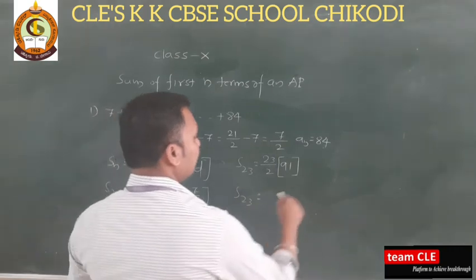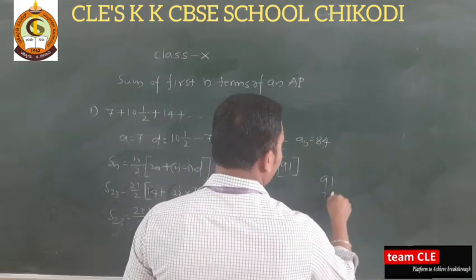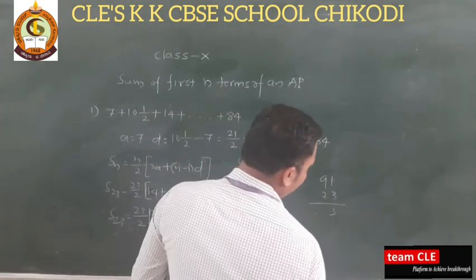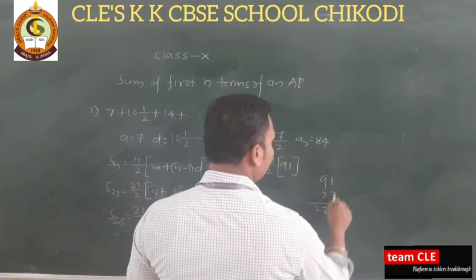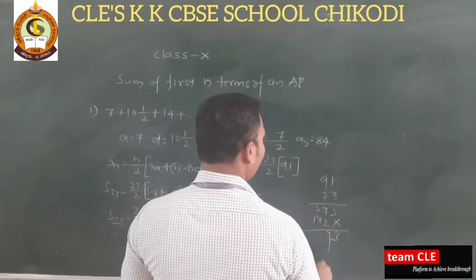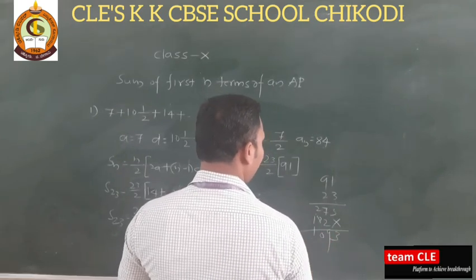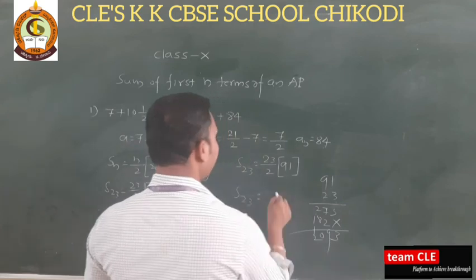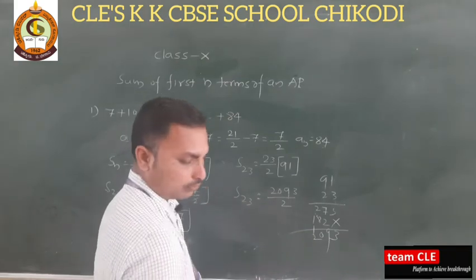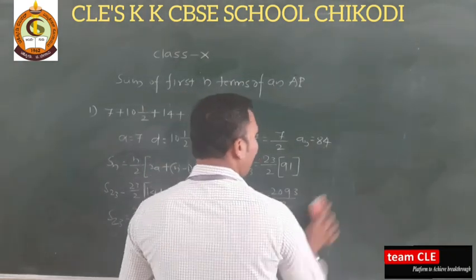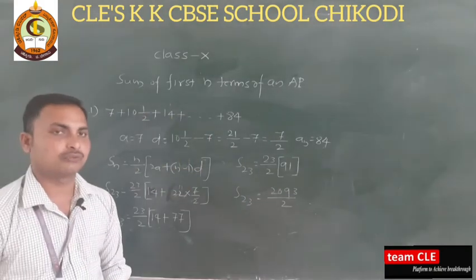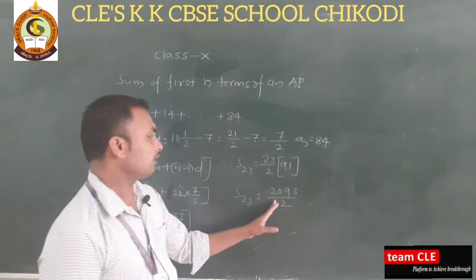Now for S23 we need to multiply 91 into 23. 3 ones are 3, 3 nines are 27, then 2 ones are 2, 2 nines are 18. Adding, we get 2093. So 2093 by 2 is the sum we have here. I think they have given this answer in your textbook as a mixed fraction.